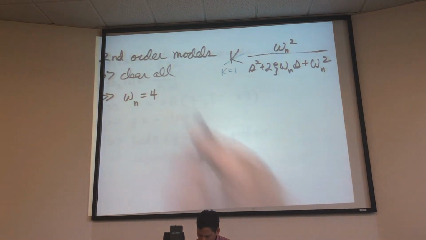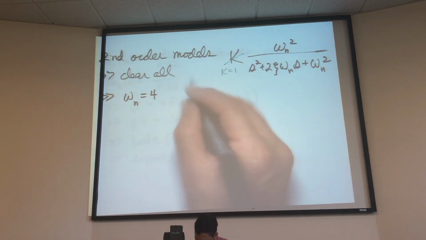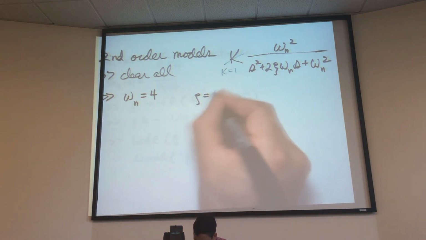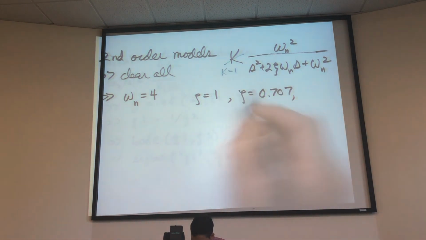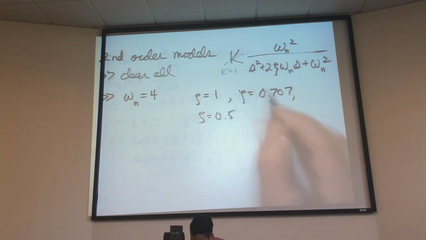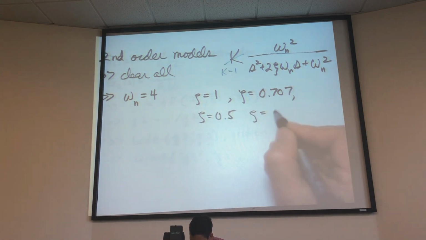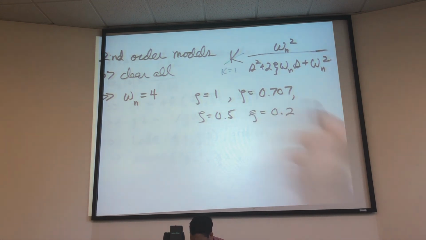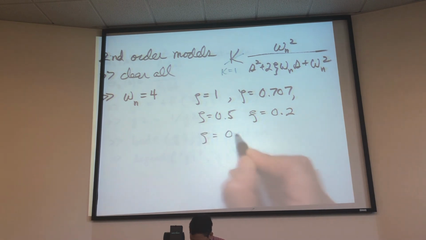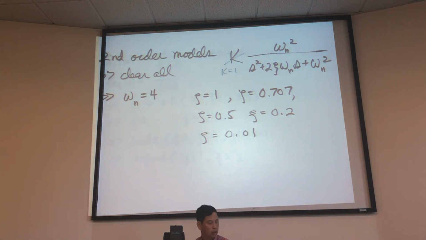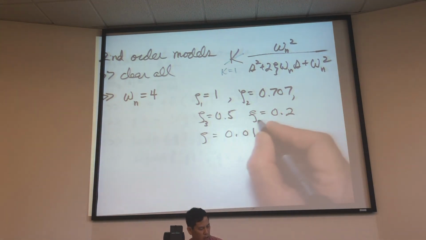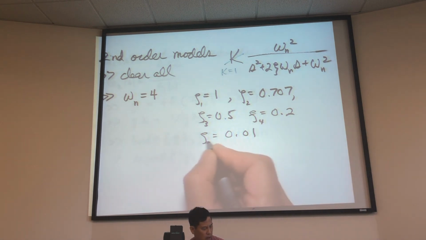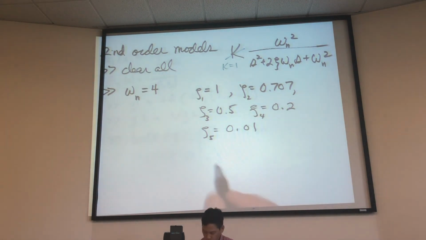So let's do several models. Let's do zeta equal to 1, zeta equal to 0.707, zeta equal to 0.5, zeta equal to 0.2, zeta equal to 0.01. Okay, so this will be the first zeta, the second zeta, the third case, the fourth case, and the fifth case.